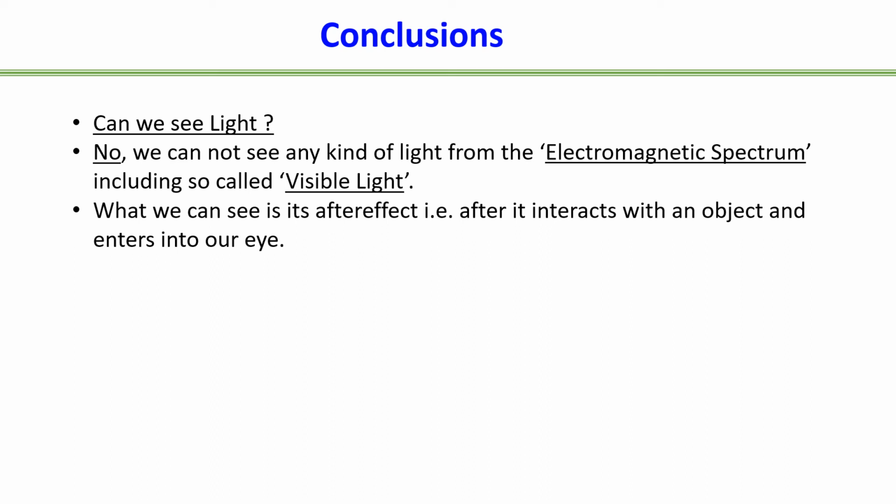Any kind of light we cannot see, whether it is X-rays, gamma rays, ultraviolet light, visible light, microwaves, radio waves, and so on. So we cannot see light.